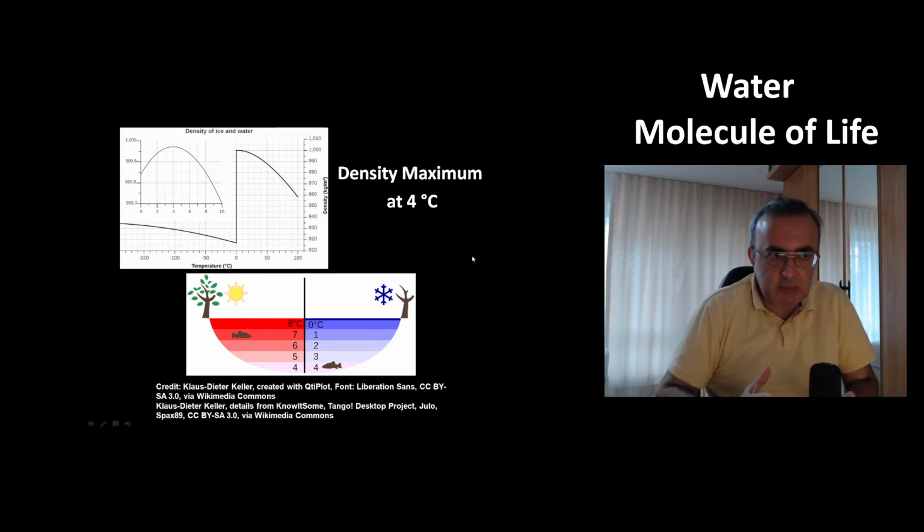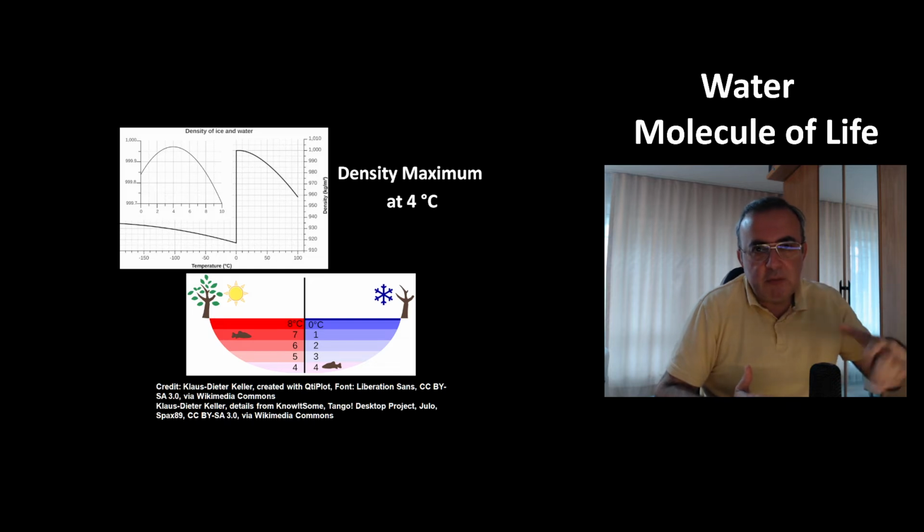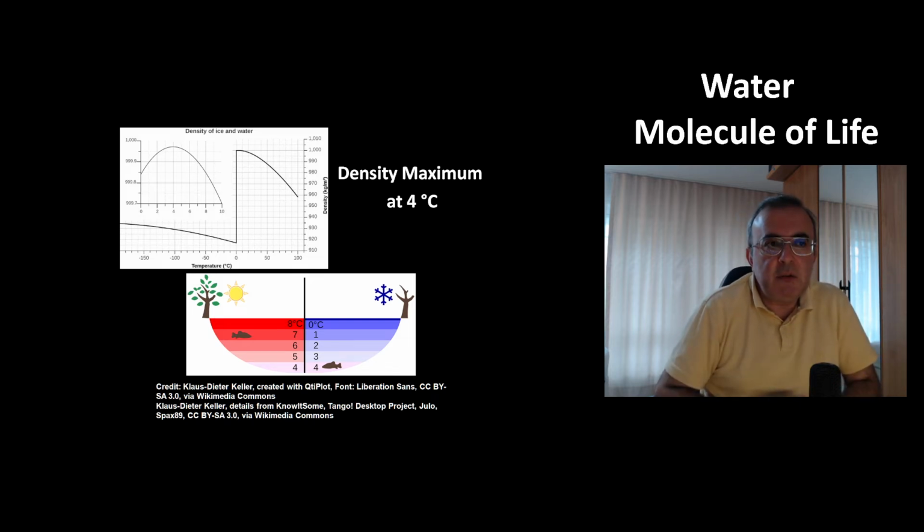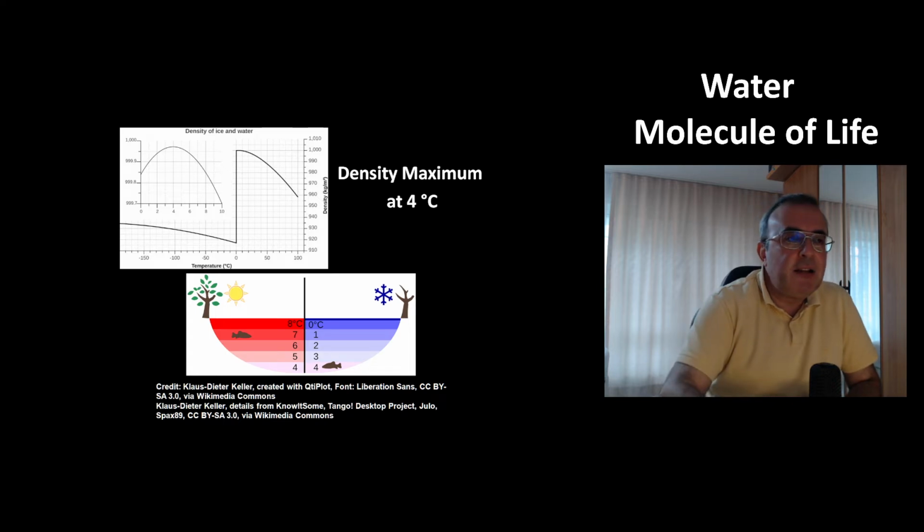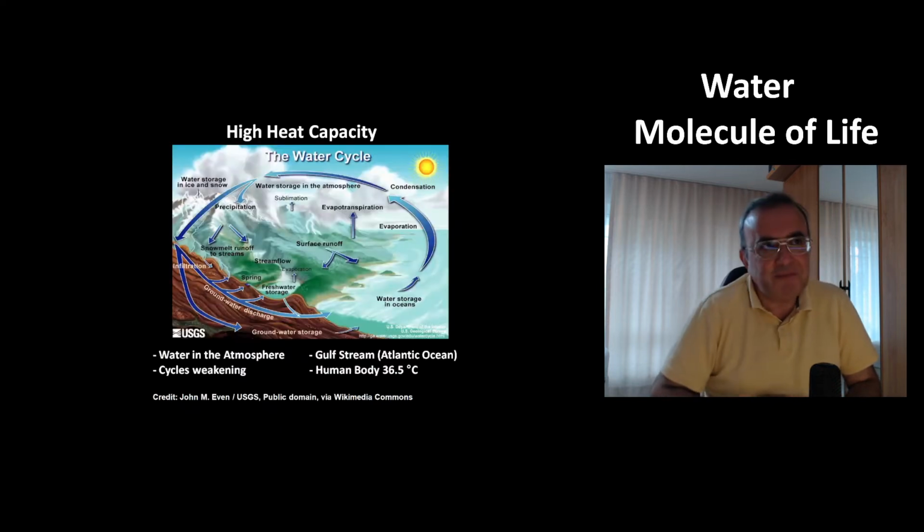This means that a river or a lake will always freeze from the top to the bottom, and that's very essential for life. But in the winter months, when the temperatures drop, it will take quite a while before the water starts to freeze, and that's because of the high heat capacity of water.